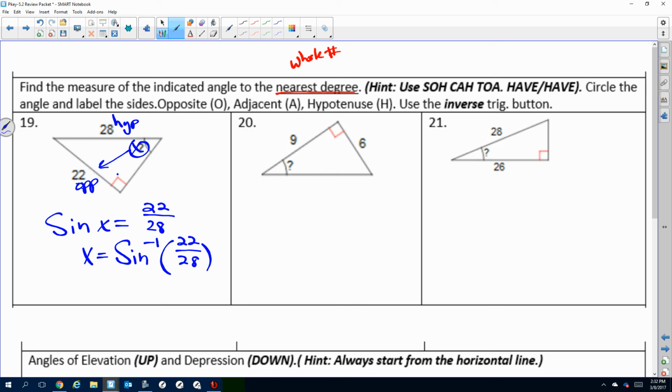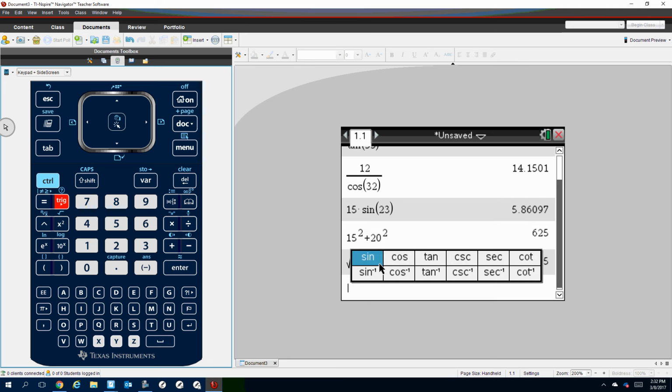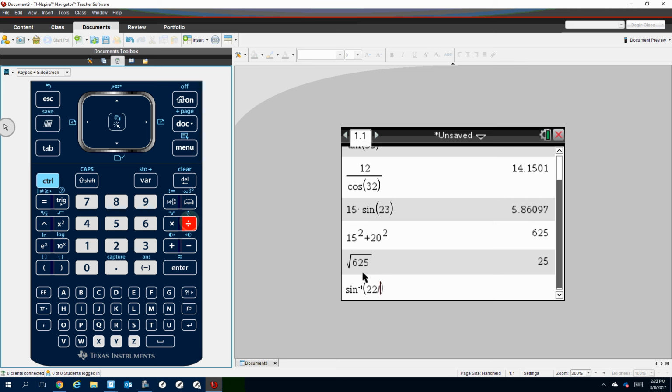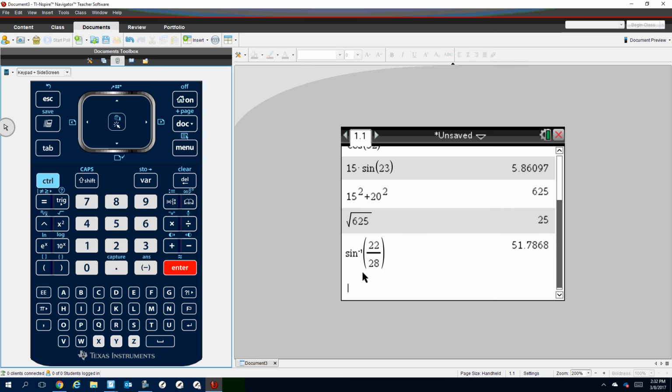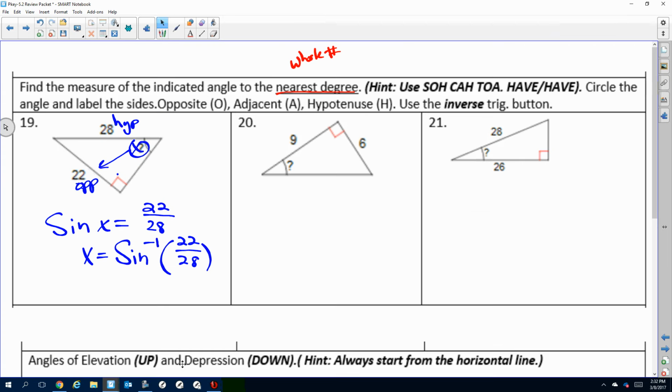So when you go to your calculator, you hit your trig, sine inverse, negative 1, 22 divided by 28. And we round to the nearest whole number. So our angle is 52 degrees. X is approximately 52 degrees.